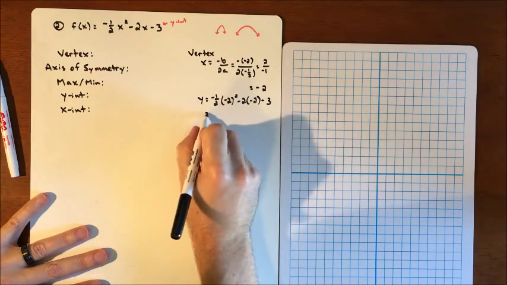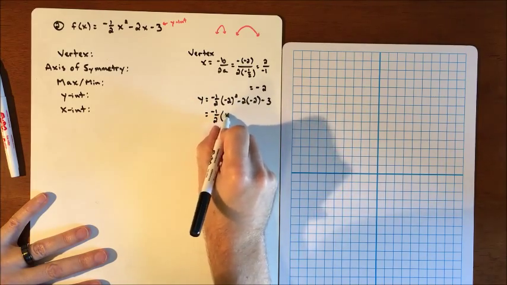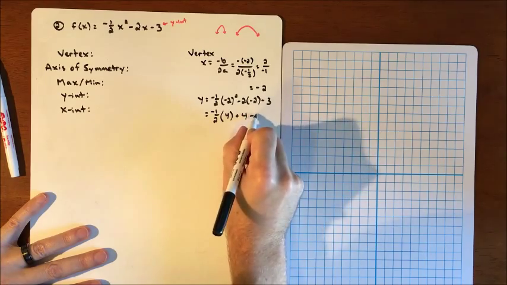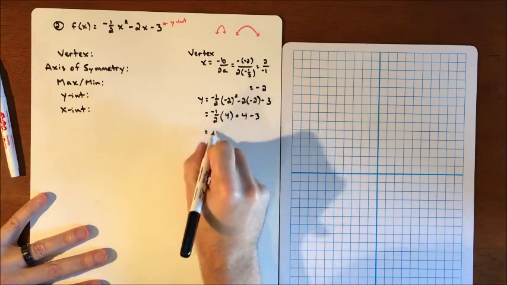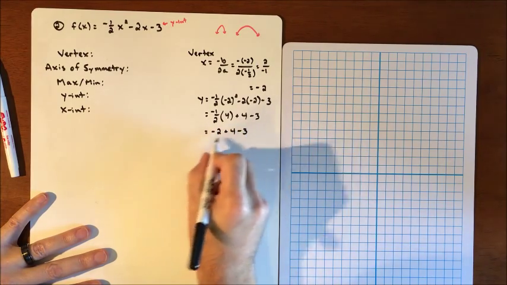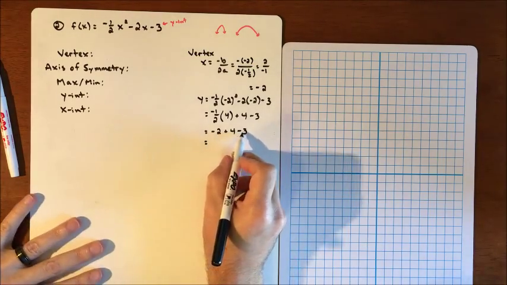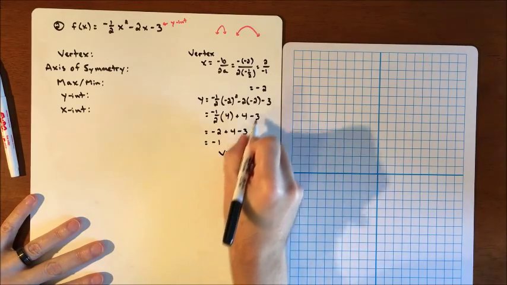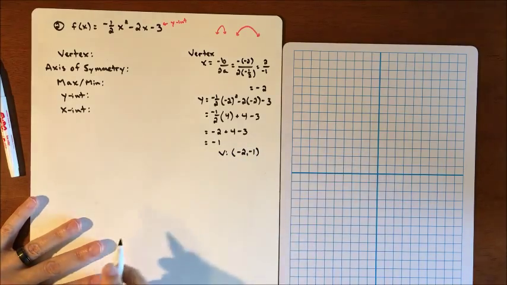Let's do the math, figure out what we get. Negative 2 squared is 4. Negative 2 times negative 2 is plus 4, minus 3. Half of 4 is 2, with the negative is a negative 2, plus 4 minus 3. Negative 2 plus 4 is 2. 2 minus 3 is negative 1. So our vertex is negative 2, negative 1.